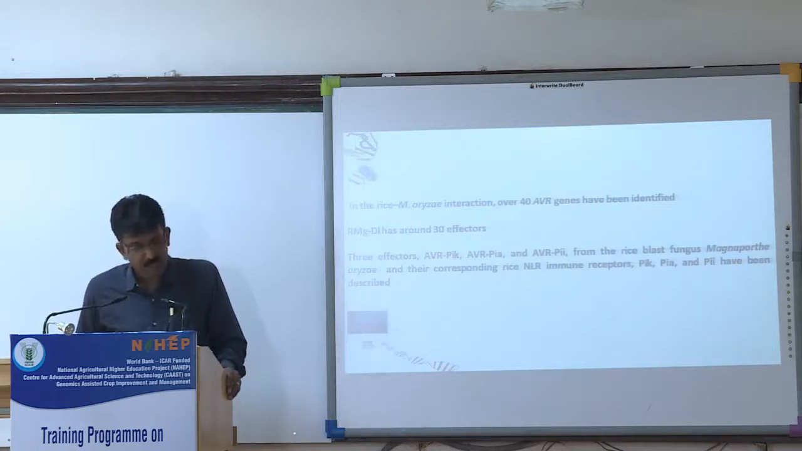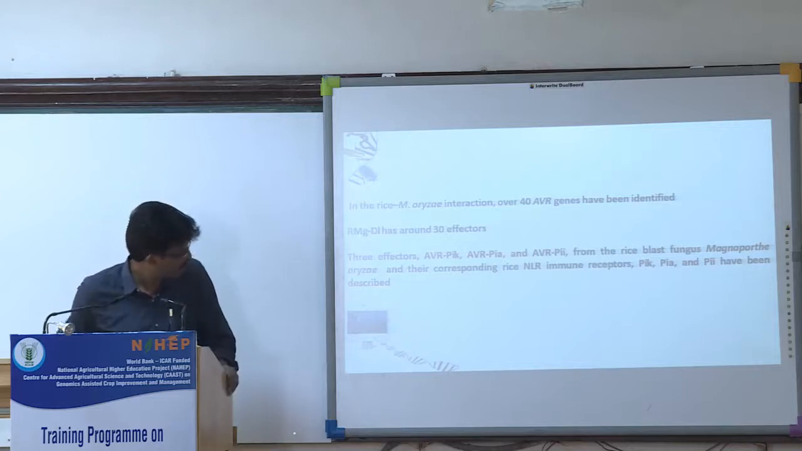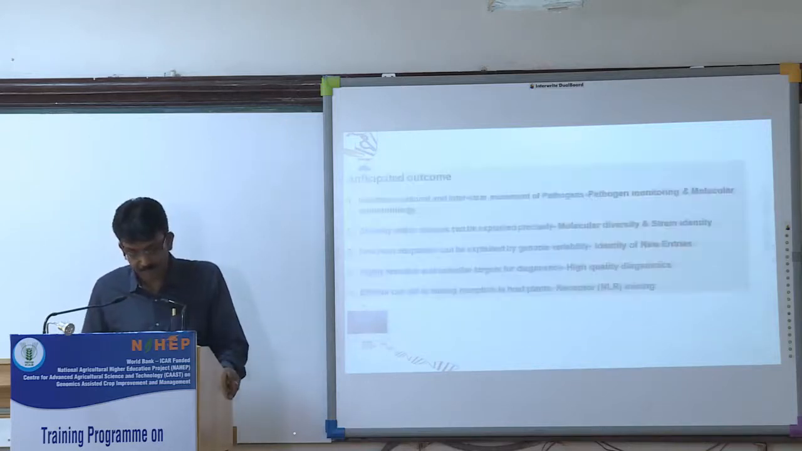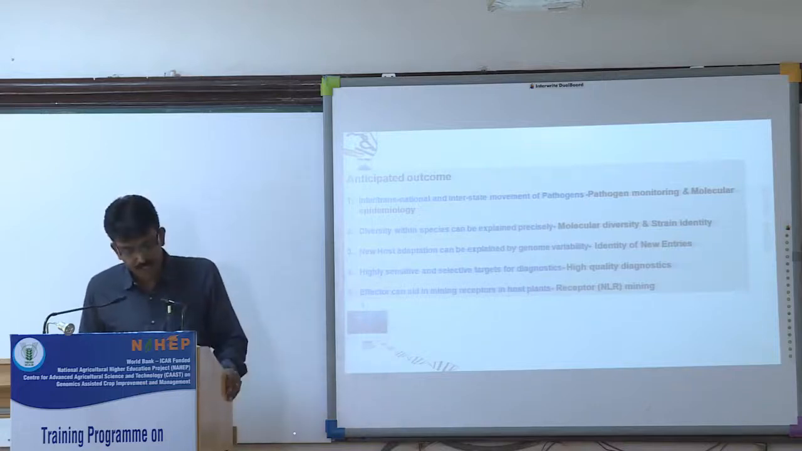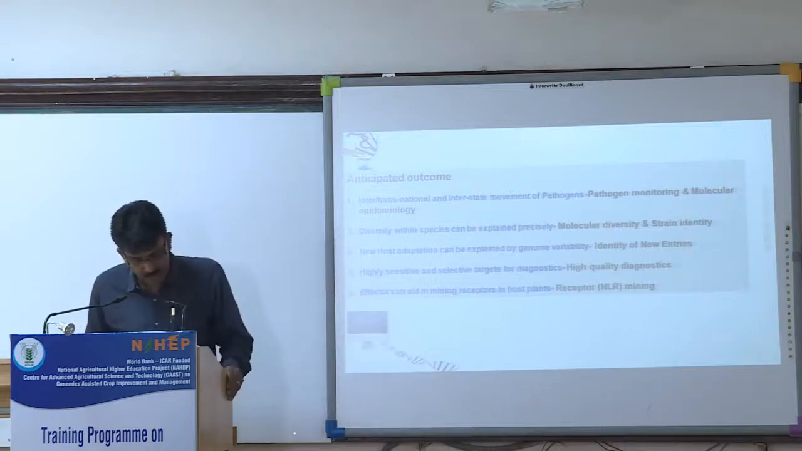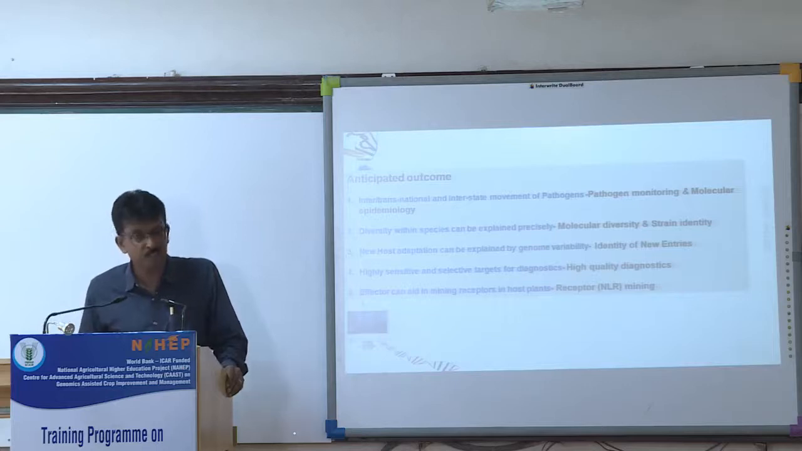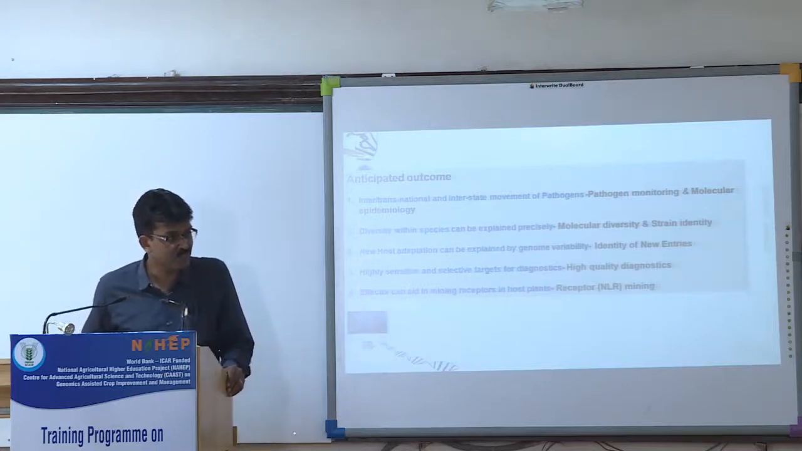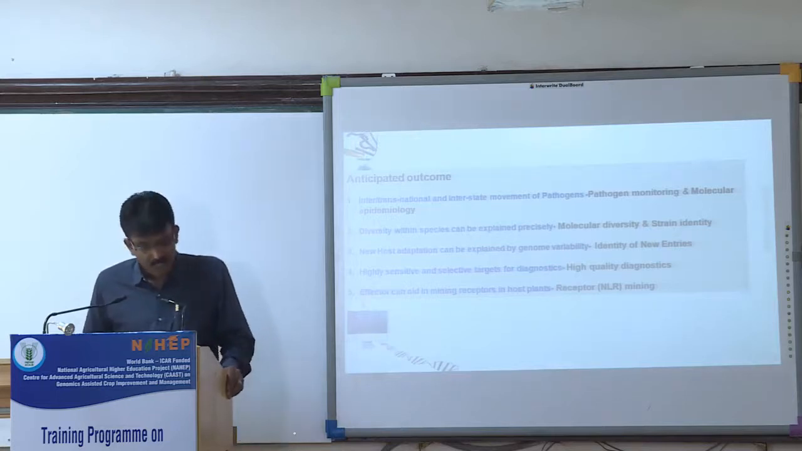In our own study, we found around 30 effectors from rice, and overall around 40 AVR genes have been identified in the rice Magnaporthe interaction, and some of them are highlighted here, right? In any pathogenomic study, we anticipate certain outcomes, and I have put down my thought process here. First in the list is, of course, as I already told, the transboundary movement of pathogens. Field pathogenomics would really help us, right?